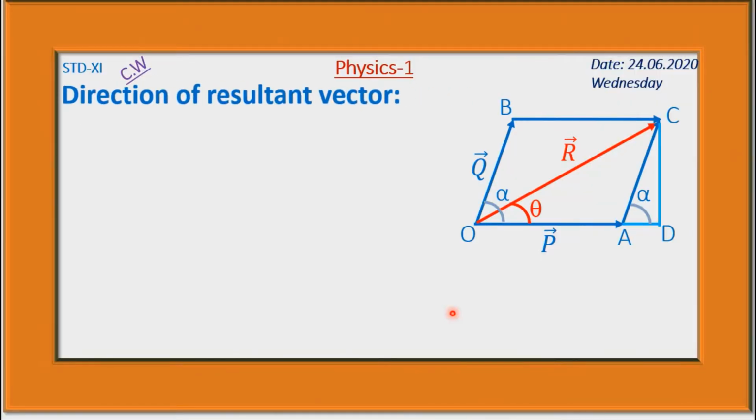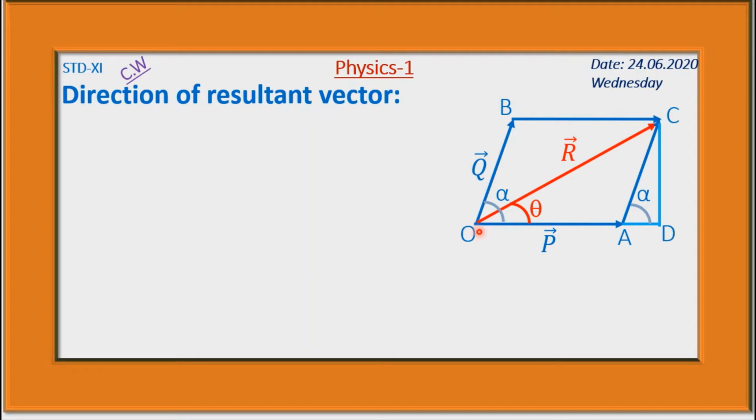Now the direction of the resultant vector. Already we have determined the magnitude of the resultant vector. Now we will determine the direction of the resultant vector. Here the angle of the resultant vector with the P vector is theta. That is, we have to determine the value of theta. If we determine the value of theta, we can say the direction of the resultant vector.